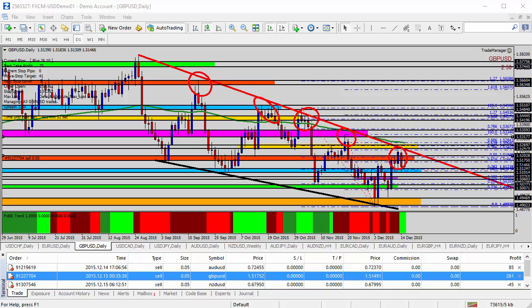In just a moment, we'll be taking a look at the NZDUSD, the New Zealand dollar versus the US dollar for today's analysis. But first, I want to recap a couple of the trade suggestions from yesterday's live trade room.